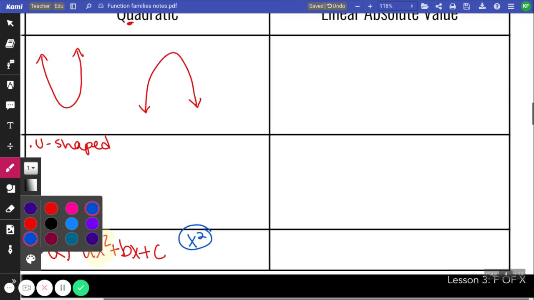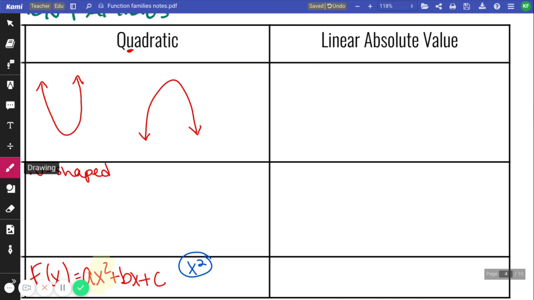And then our 4th function family is linear absolute value. So linear absolute value, underlining the V, because their shape is a V shape. I bet they did that on purpose, whoever made this up. So absolute value functions are a V shape. I'll make sure my V looks like a V.